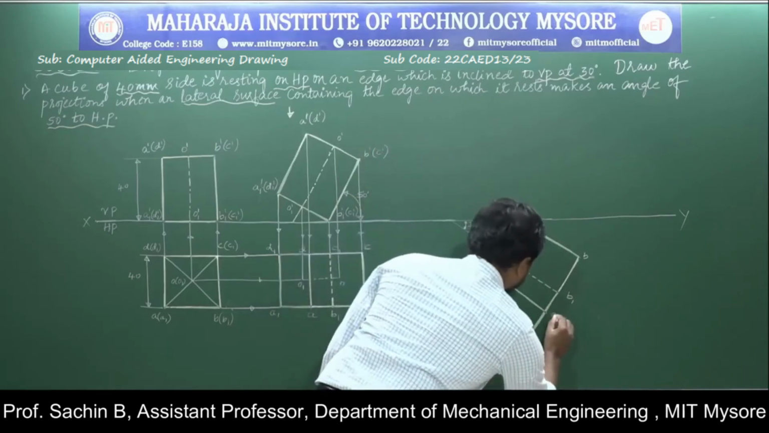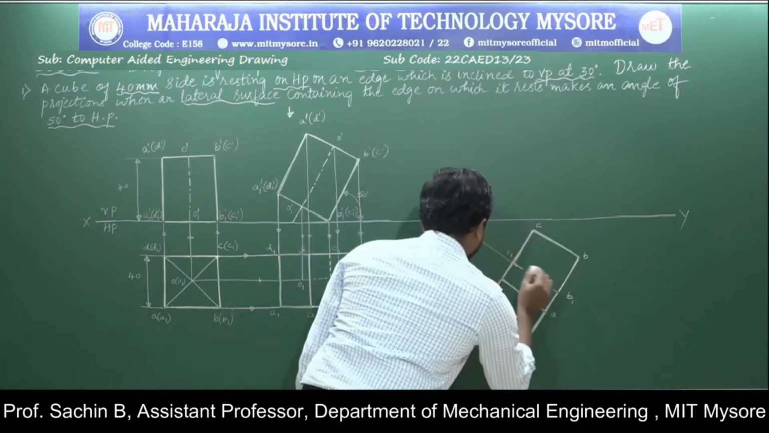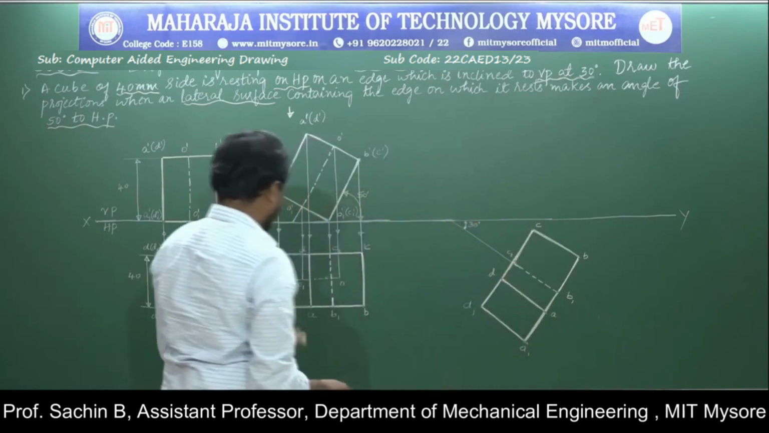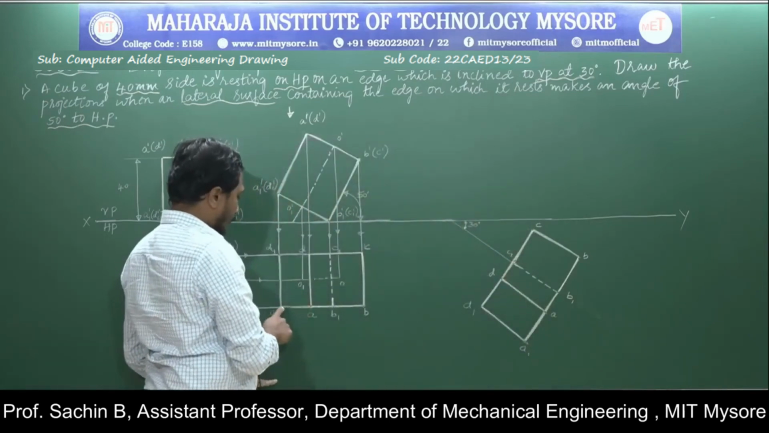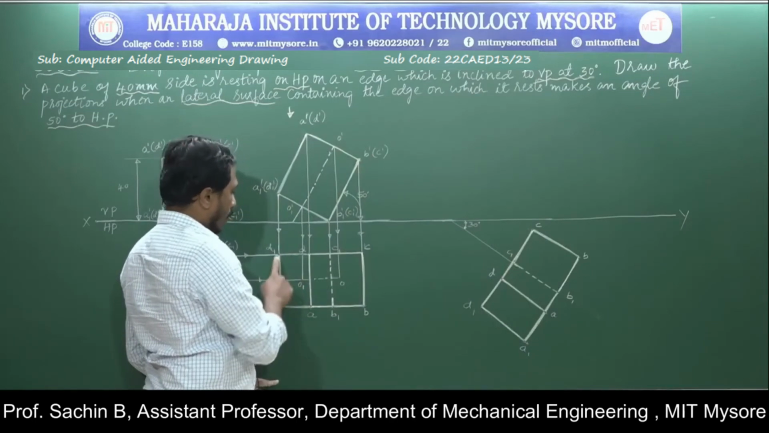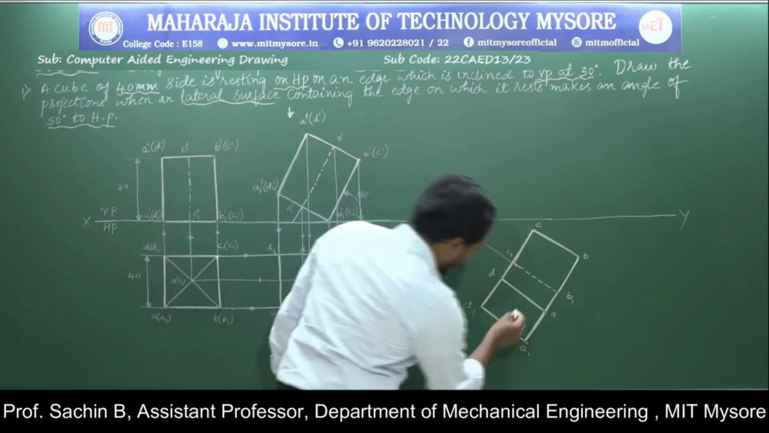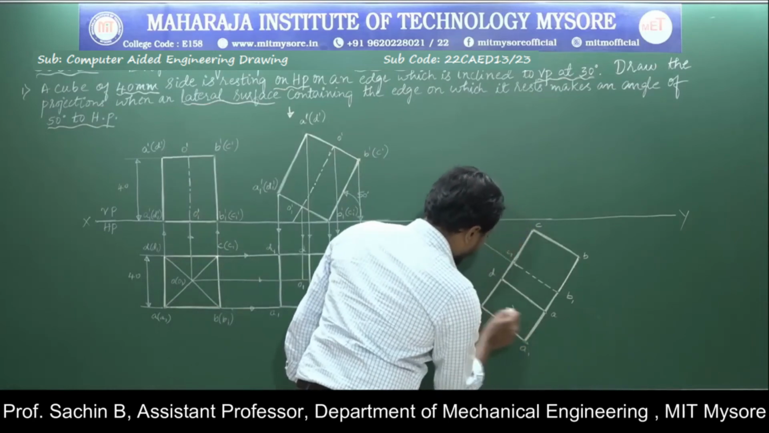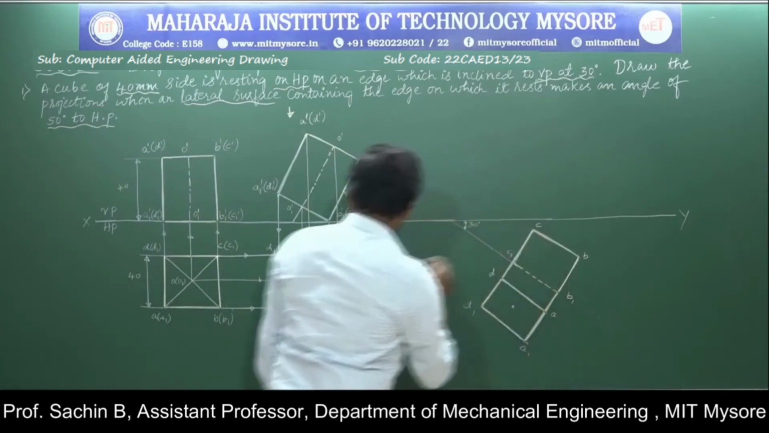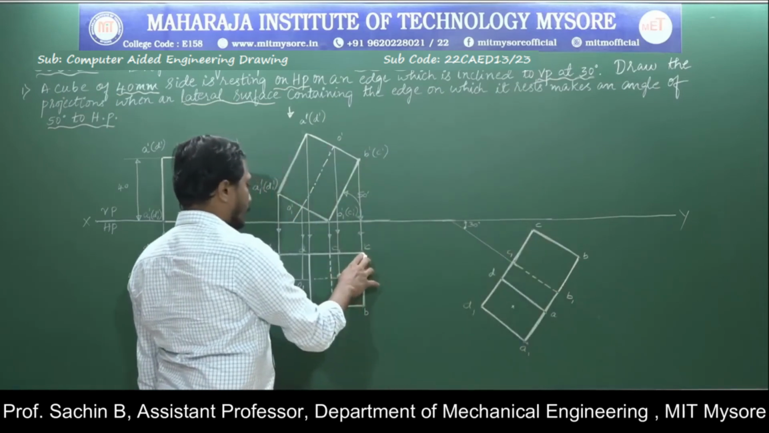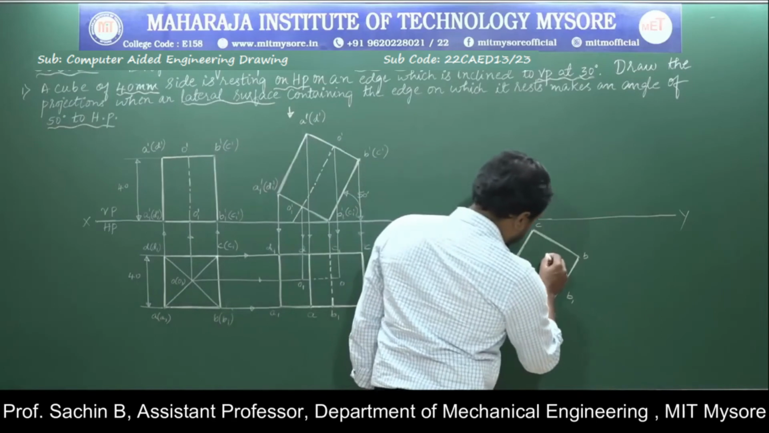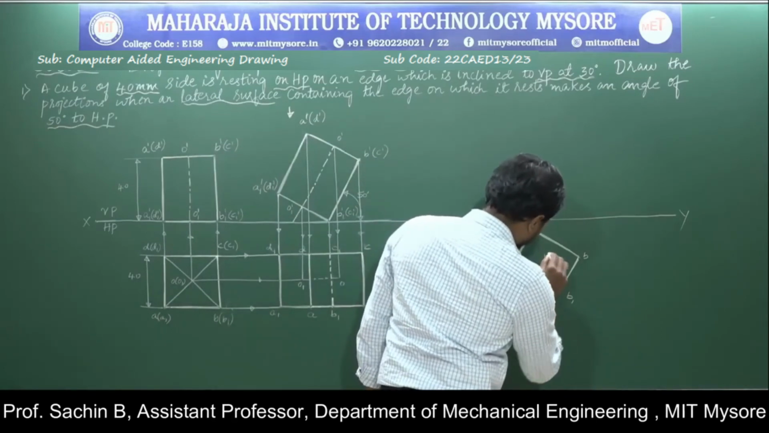This is A, this point is D. Now to get the axis, I will measure from A1 to O1 or from D1 to O1. I am going to put the arc from A1 to O1. Again one more arc from here. Again in a similar fashion, I will measure from C to O or from O to B. I am going to put the arc.